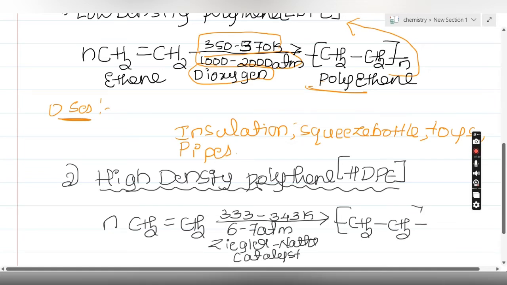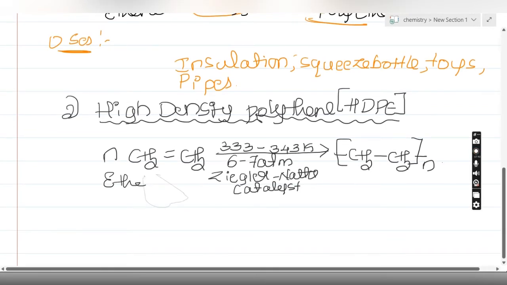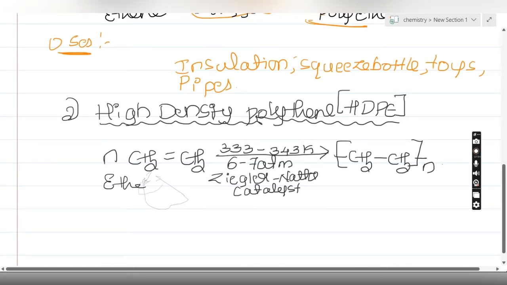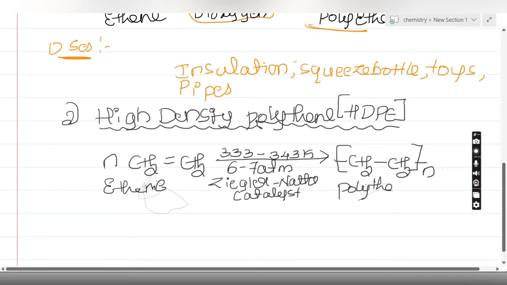And how many molecules will be formed? N molecules. But now the major difference is, this is as usual ethene only, there is no change. But this one is called polyethylene. But which polyethylene is this? This is your HDPE, that is high density polyethylene. So that is the difference.